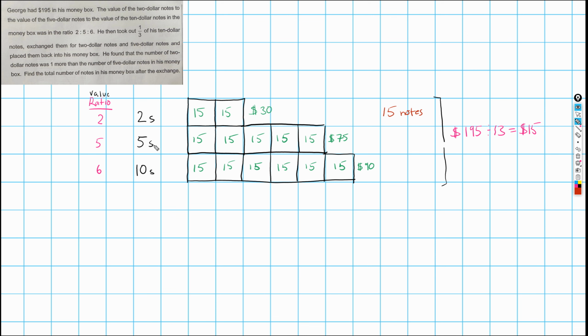$75 divided into $5 notes also gives us 15 notes. And $90 divided into tens gives us 9 notes. Okay, so these are the notes that we have: 15, 15, and 9. So we're ready then to move on to this second section.